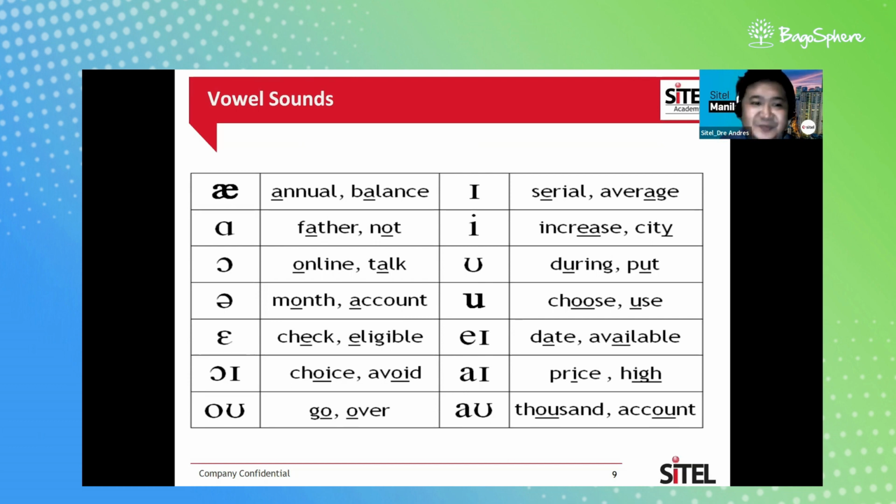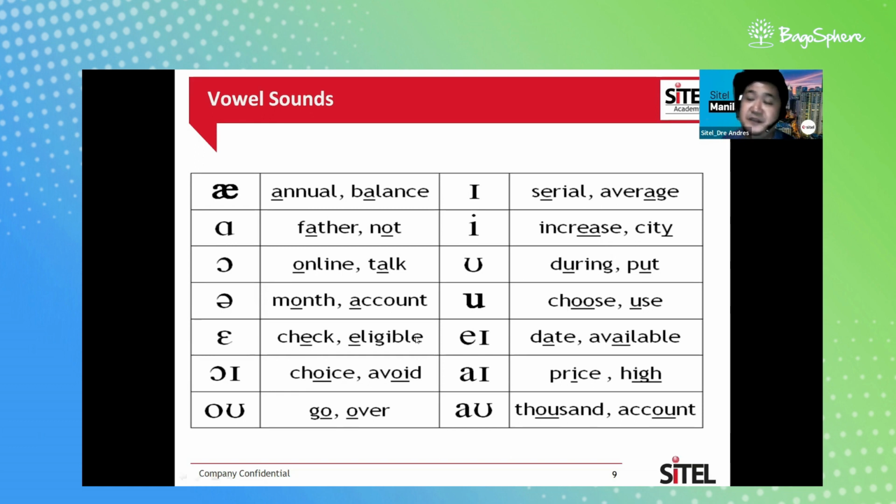It's a lot easier. Next on the list, we have the short e sound. Eh. Look at my mouth. It's eh. And how do you say the words? Check, eligible. That is my favorite word, eligible, because a lot of folks would say eligible with different stresses. But it should have been eligible.